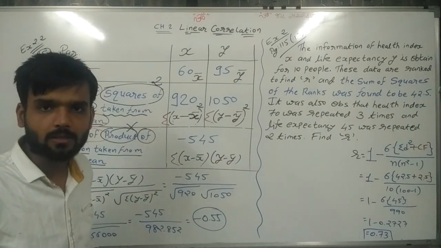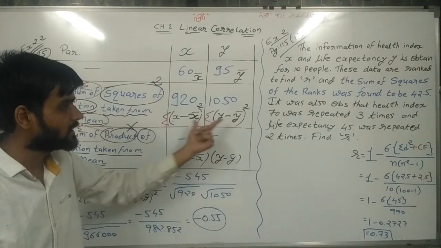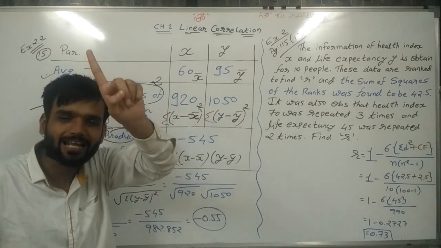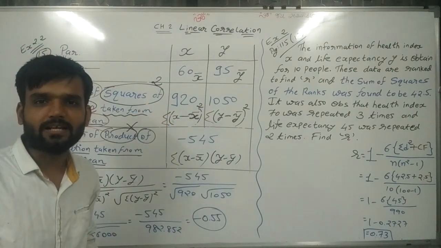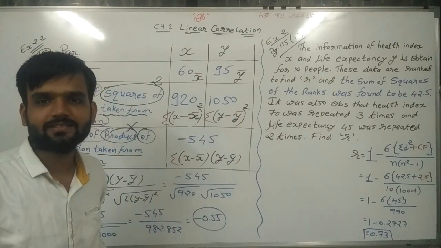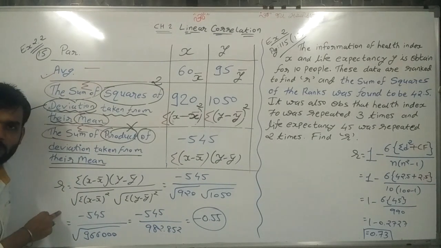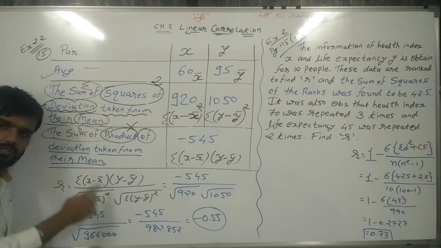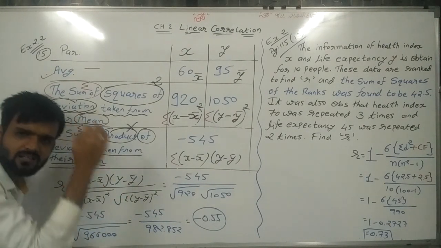Which information is available? Here sigma x minus x bar y minus y bar is given, sigma x minus x bar square is given, sigma y minus y bar square is given. It means the first formula can be applied, because in the first formula these three things are there. Now see, I have written here the first formula: sigma x minus x bar y minus y bar, divided by root sigma x minus x bar square, second under root sigma y minus y bar square.